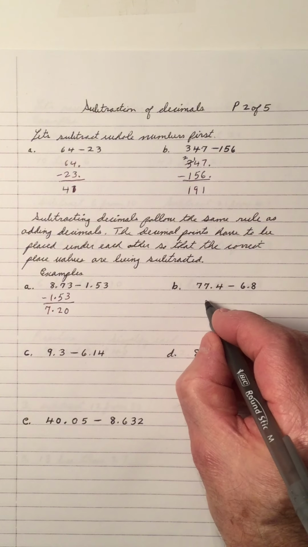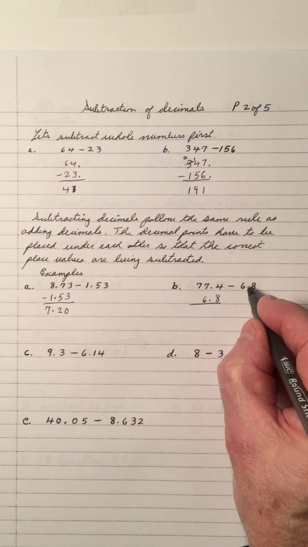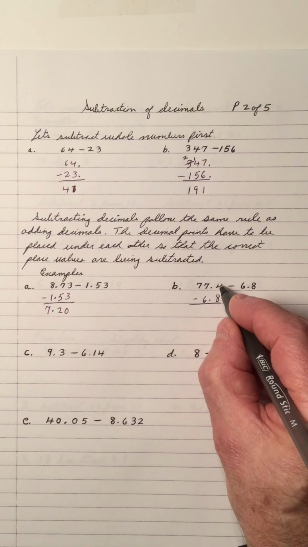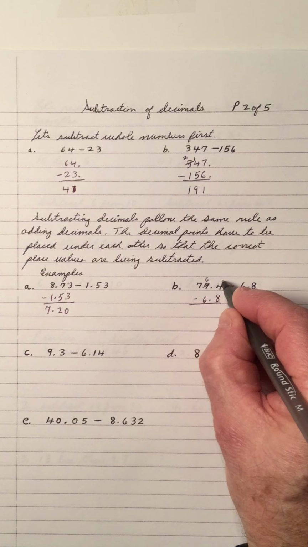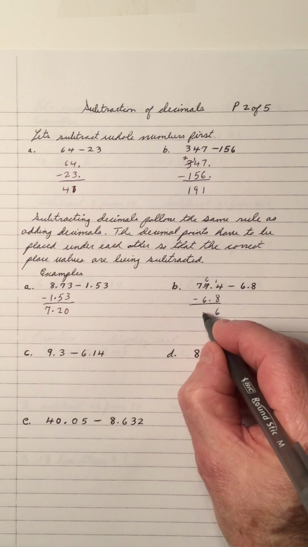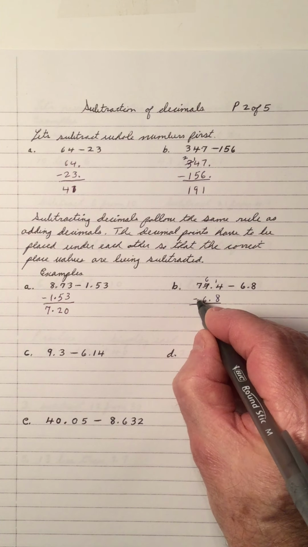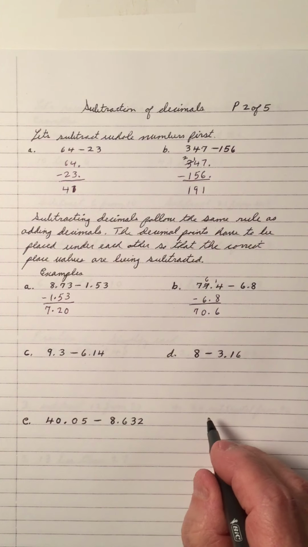B. 6 decimal 8. The decimals are lined up. I'm subtracting. 4 subtract 8, you can't do it, so you make that a 6, and that's a 14. 14 subtract 8 is 6. 6 subtract 6 is 0. 7 subtract 0 is 7, and your decimal is underneath.